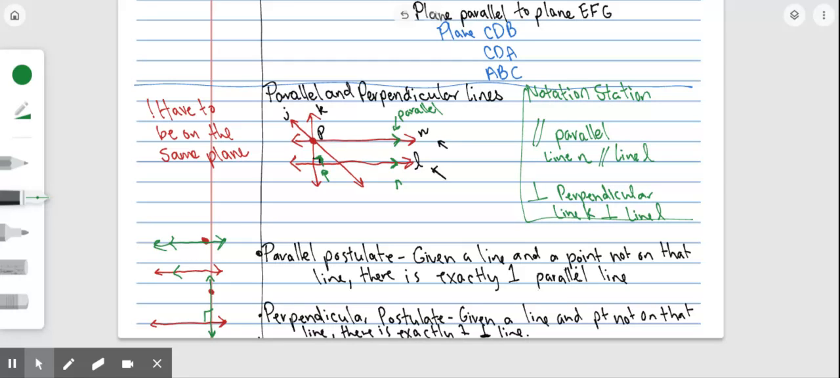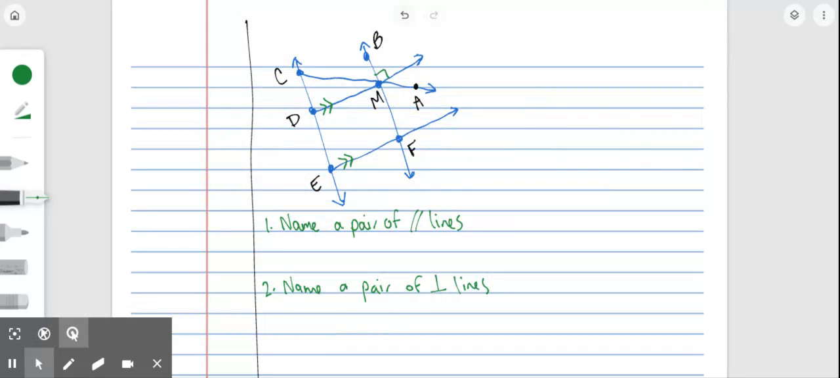I'm going to start on a new page and we're going to do a diagram where we identify some parallel and perpendicular lines. All right, so take a minute, pause this video, make sure that you draw my diagram, and then I want you to use the indications that are on the map to name a pair of parallel lines and a pair of perpendicular lines. So take a minute, pause the video, and do those two things.